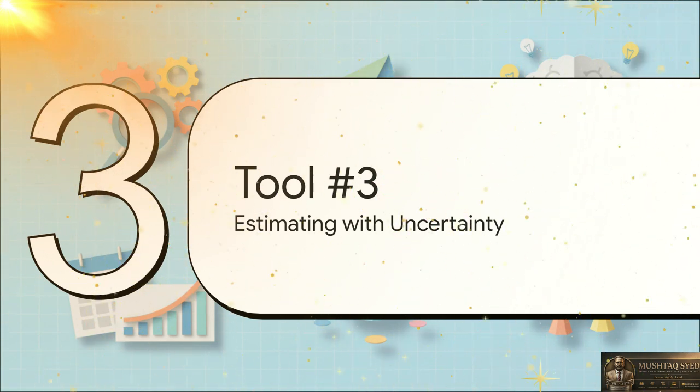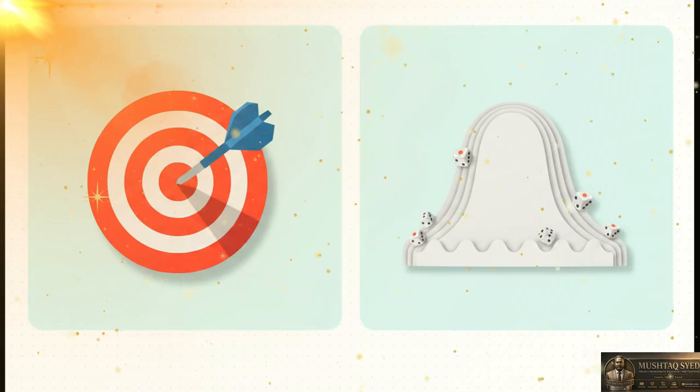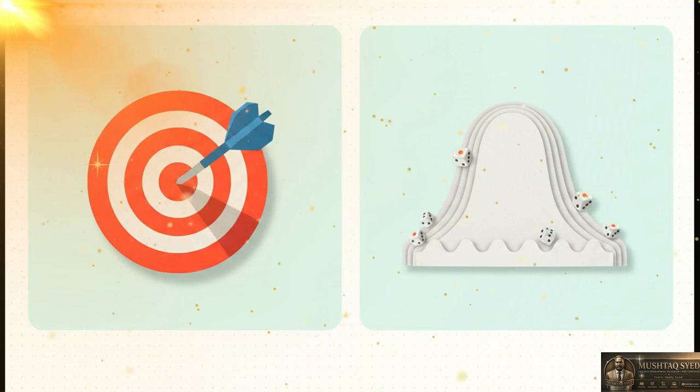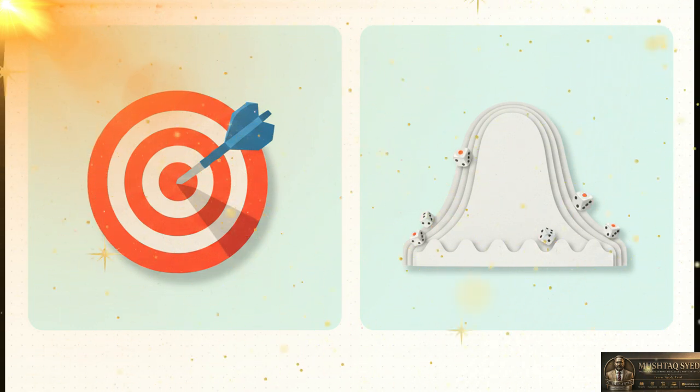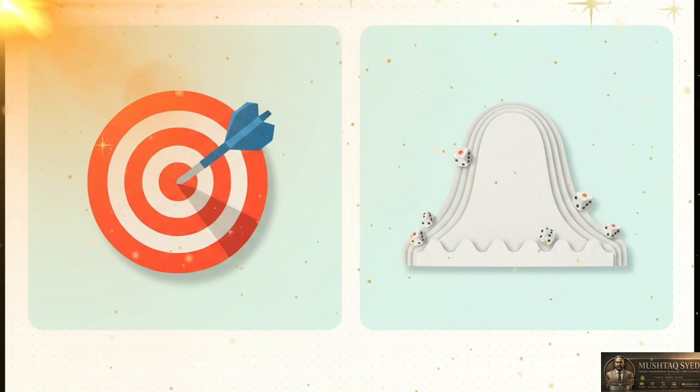For that, you need a tool that doesn't just give you a single answer, but actually embraces the fact that things could go a few different ways. This requires a totally different mindset. A deterministic or point estimate gives you one number, like 36 months. It sounds really confident, but it completely hides all the risks. A probabilistic estimate, on the other hand, is much more honest. It gives you a range of possible outcomes, because it acknowledges that stuff happens.